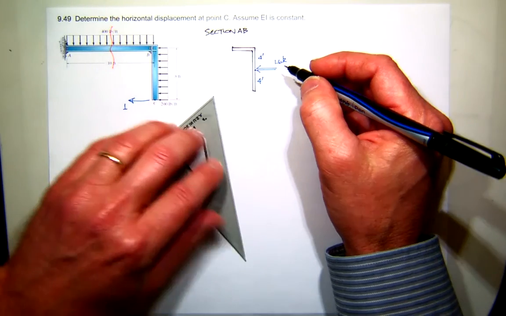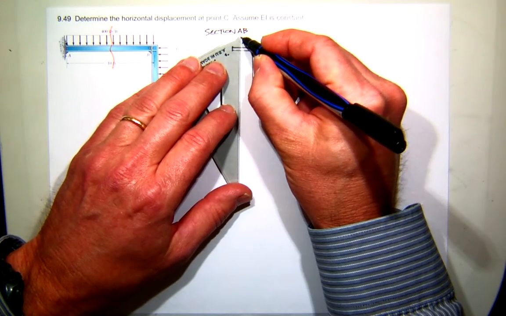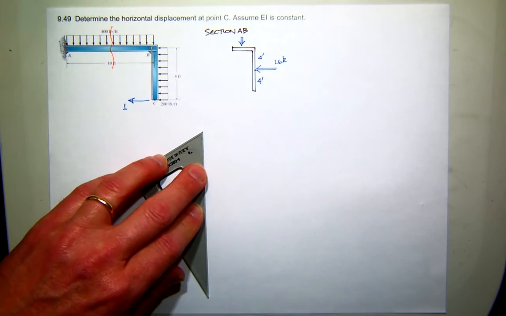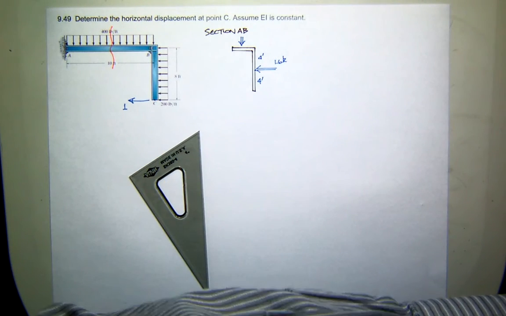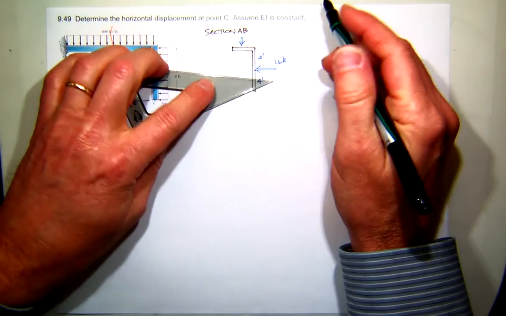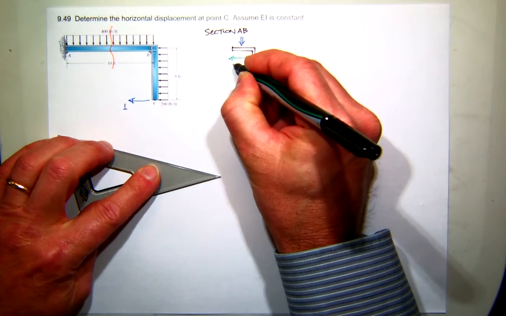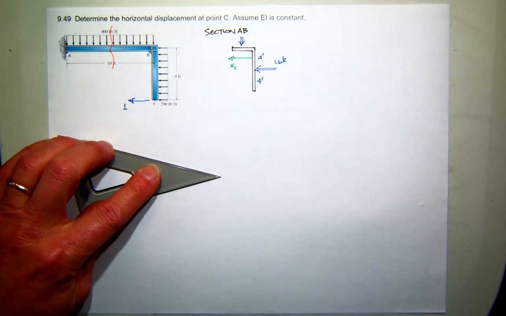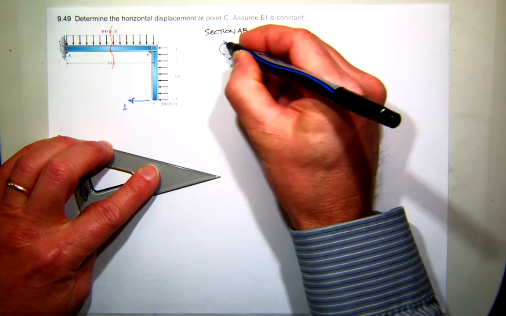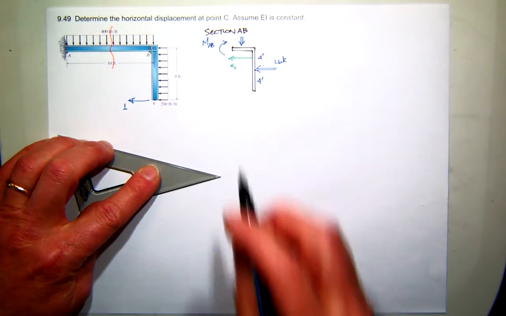I didn't give myself enough room up here. I'm sorry about this. So I'll have another concentrated equivalent force for this section. Also, let me switch colors here just to make it easier to see. I'm going to be measuring my moment in this direction. I'll call that x1. So here's my interior moment, the moment in AB, as a function of x1.